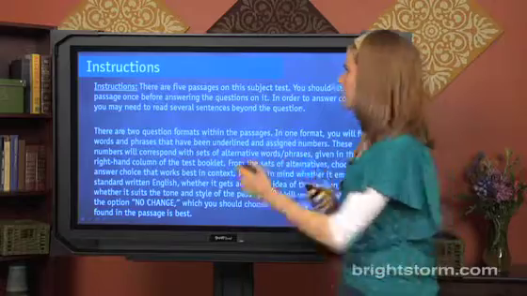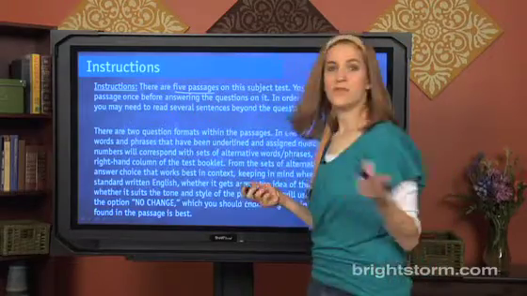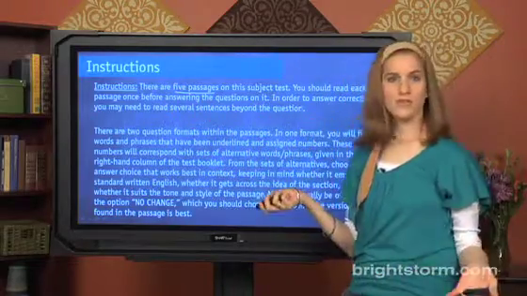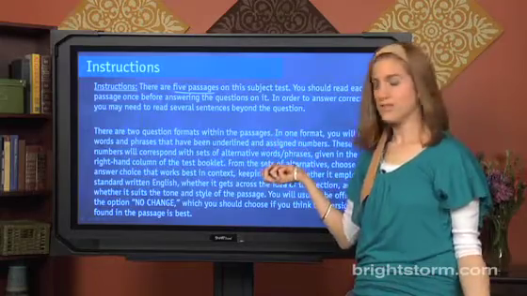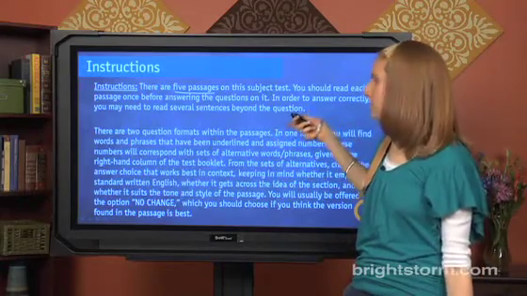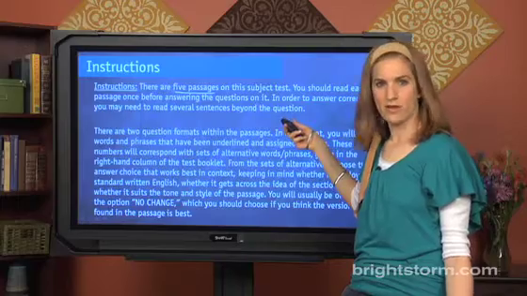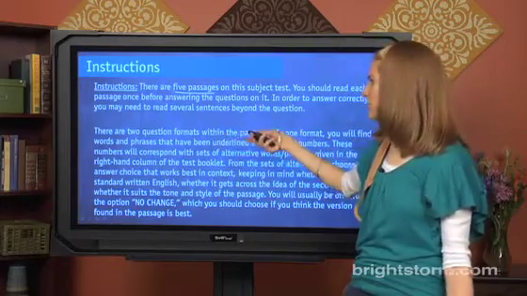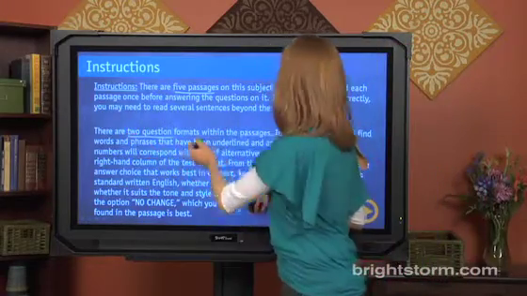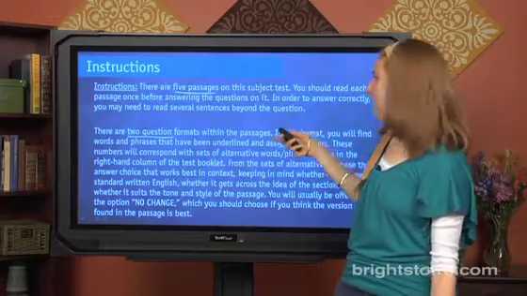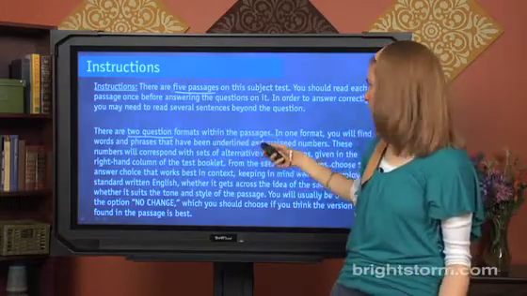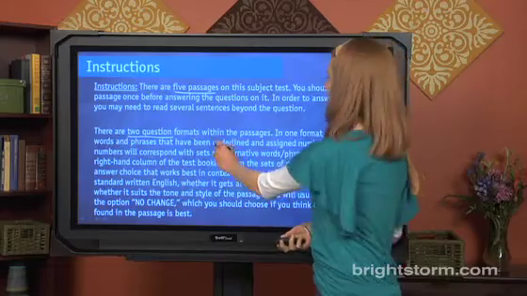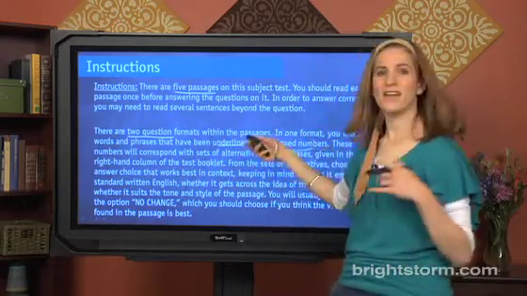There are 5 passages on the subject test. You should read each passage once before answering the questions. In order to answer correctly, you may need to read several sentences beyond the question. And there are 2 question formats within the passage. In one format, you find words and phrases that have been underlined and assigned numbers. I'll underline that. So underline and assign numbers.